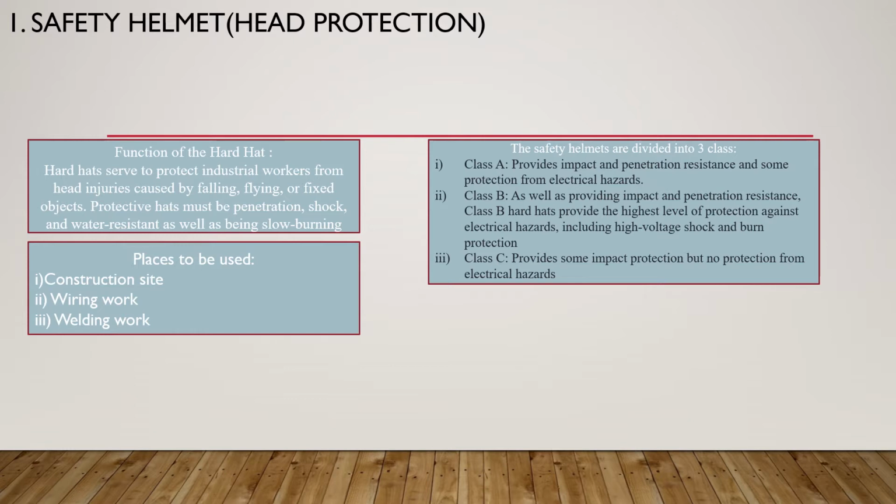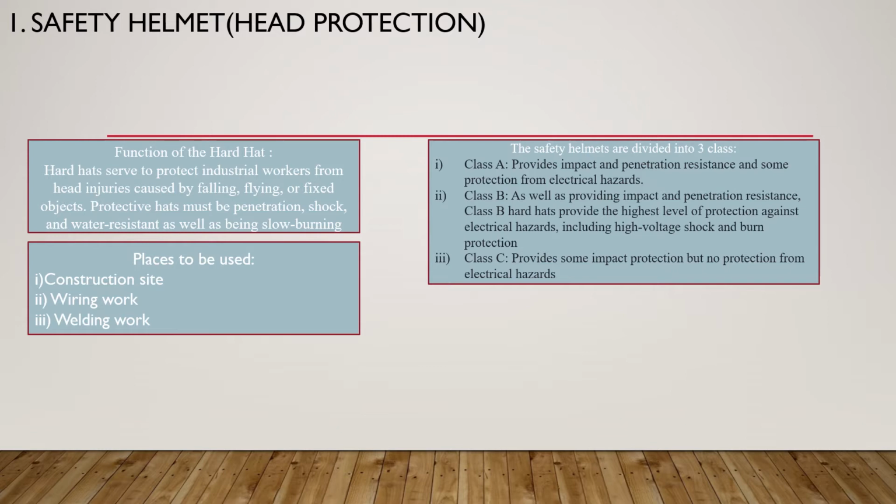So the function of the hard hat or the safety helmet is to protect industrial workers from head injuries caused by falling, flying or fixed objects. The protective hat also must be able to withstand penetration, shock and water resistance, as well as being slow burning when any fire occurs. Okay, so the places for the hats to be used is during construction site, during wiring work and during welding work.